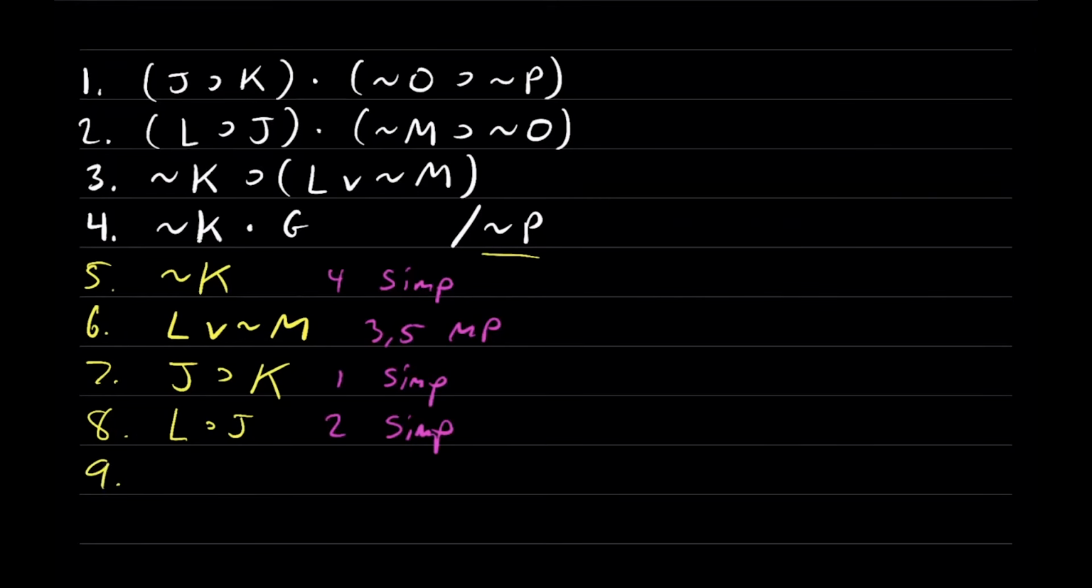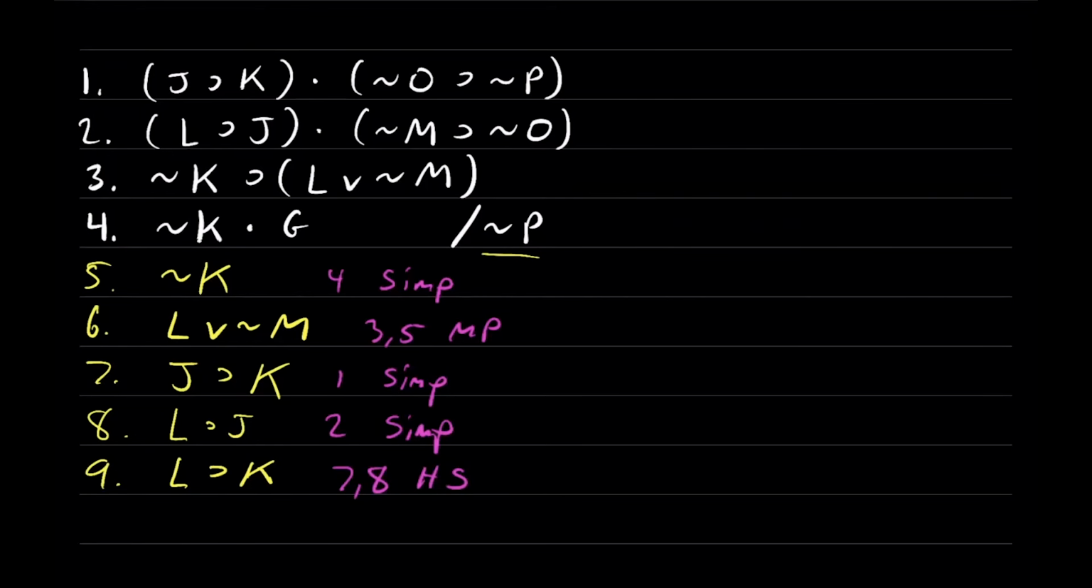Okay, the next thing I see is that on lines 7 and 8, we have two conditionals. Line 8 says L implies J, but line 7 says that J in turn implies K. So according to hypothetical syllogism, we know that L has to imply K. That's going to follow now from line 7 and 8 by hypothetical syllogism.